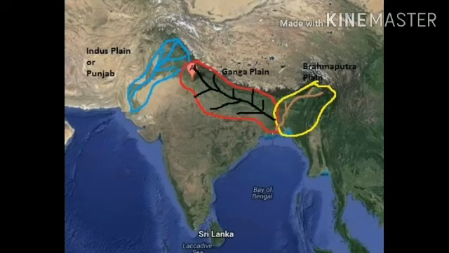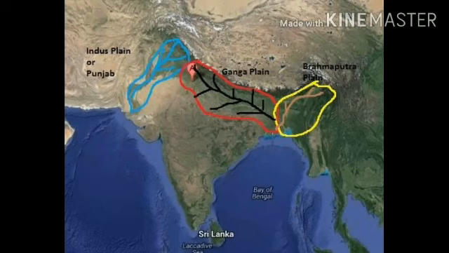Students, now we will discuss the Punjab plain. It is the western part of the plain. It has been formed by the Indus and its many tributaries. Students, do you know the larger part of this plain lies in Pakistan? The Indus and its tributaries, the Jhelum, the Ravi, the Satluj, the Beas and the Chenab originate in the Himalayas.